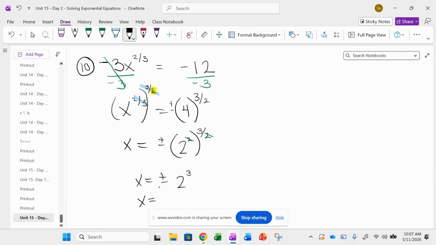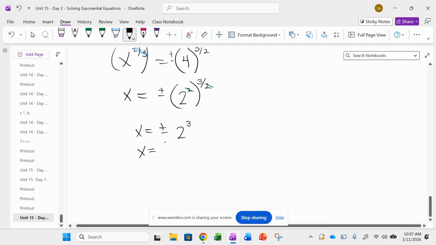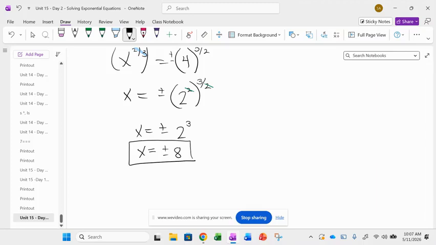Do I have to multiply this out? Yes, 5 or under we multiply out. So this becomes plus minus 8.